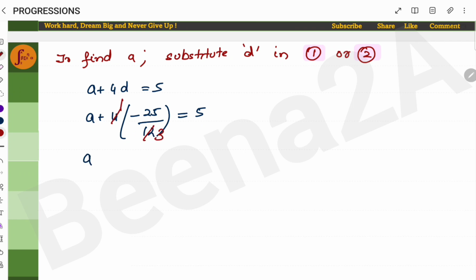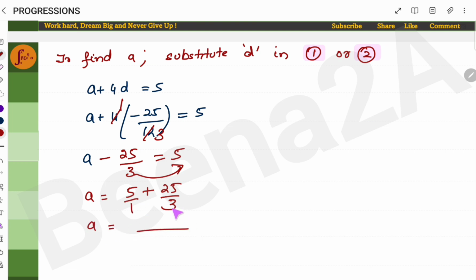4 ones are, 4 threes are. So a plus, so plus and minus will become minus 25 by 3 is equal to 5. So a will be 5. I'll shift this here. So it will be 5 plus 25 by 3. That is minus here, so if I shift, it will become plus. So now again I have to take the LCM. LCM would be 3. This will go into 3 times. So 5 threes are 15. This will go once. So 25 ones are 25. So I'll get 40 by 3. So a is 40 by 3.